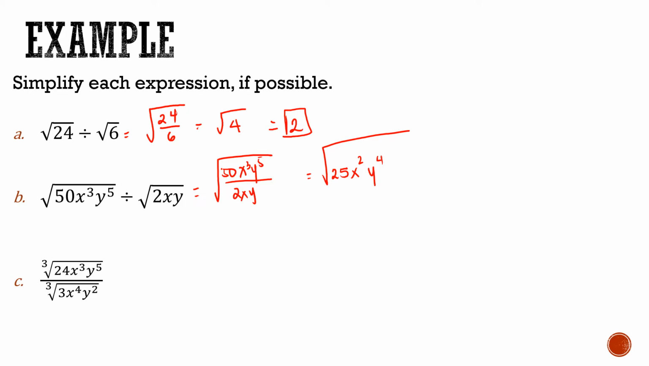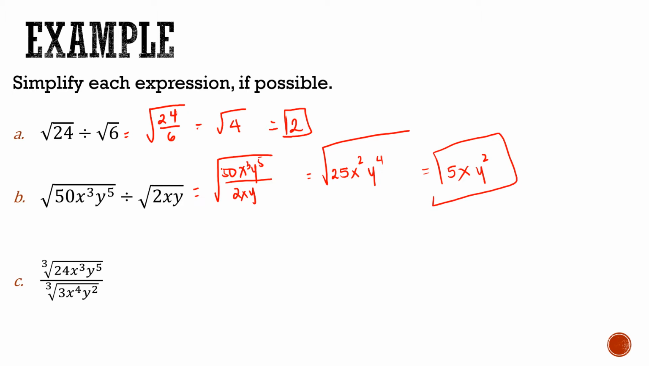Then let's simplify the radicand. So the square root of 25 is 5. The square root of x squared is x. And the square root of y to the 4th is y squared.